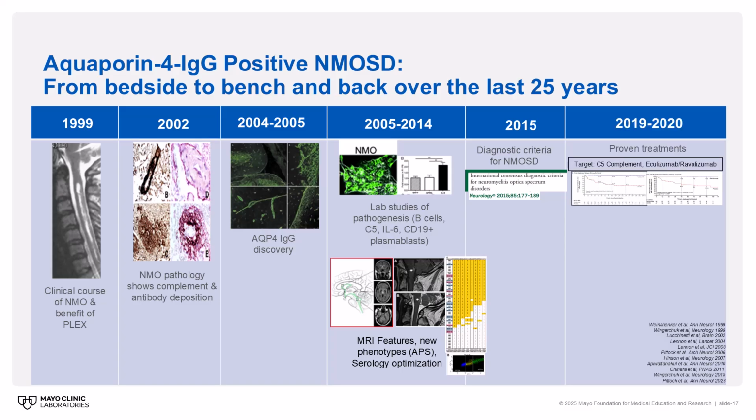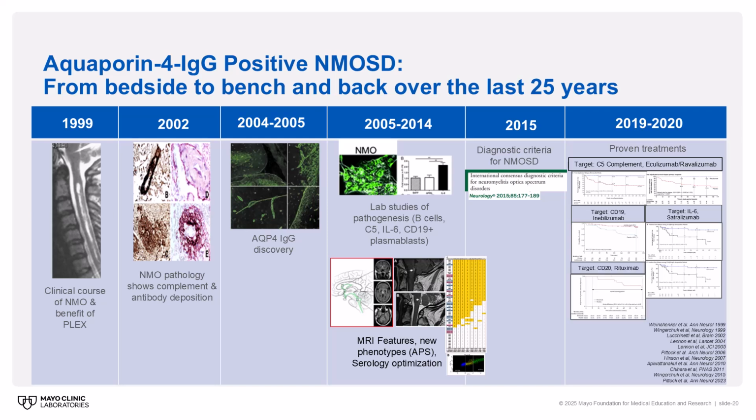And then around 2019, 2020, and even in the few years since then, we've been able to develop proven treatments with complement inhibitors, eculizumab and ravulizumab, highly effective medications at preventing new relapses. Satralizumab targets interleukin-6, inebilizumab targets CD19, and rituximab targets CD20. And these are all highly effective medications.